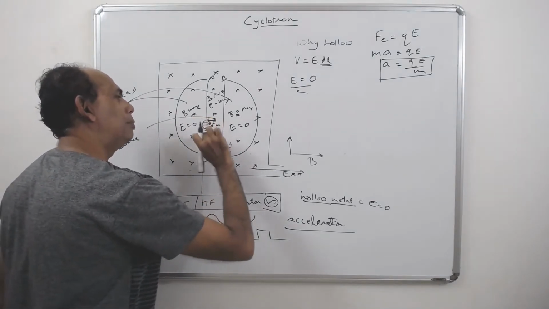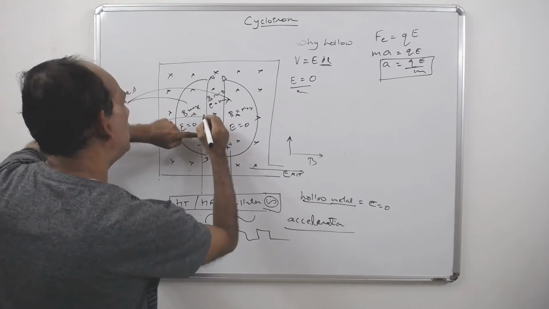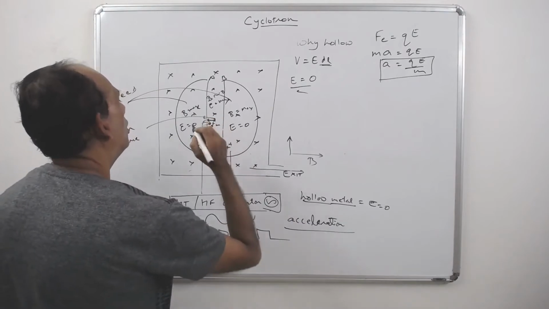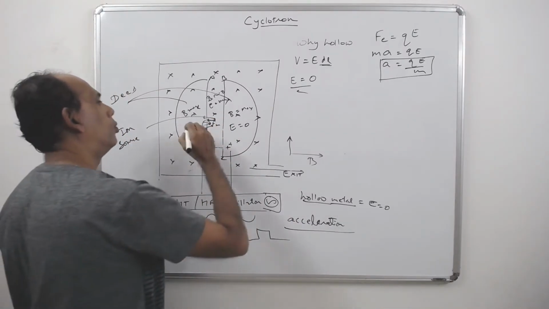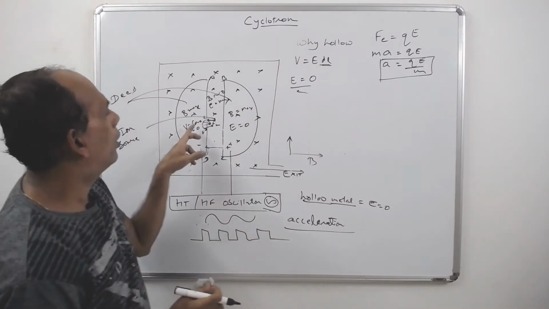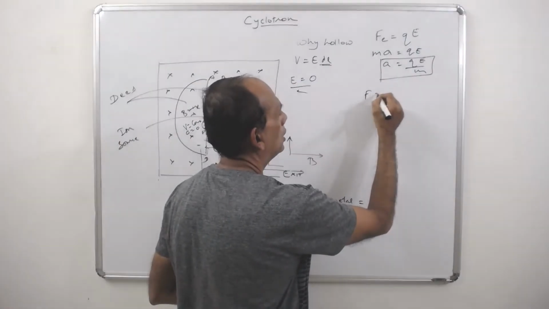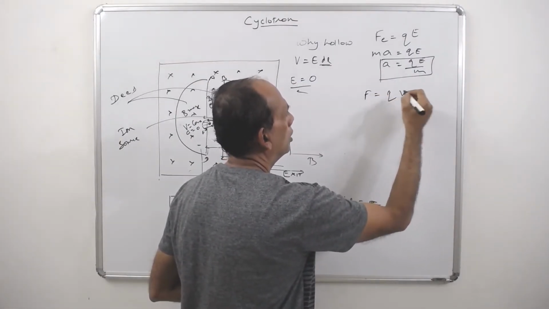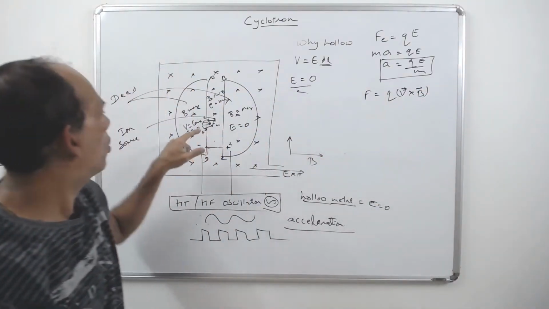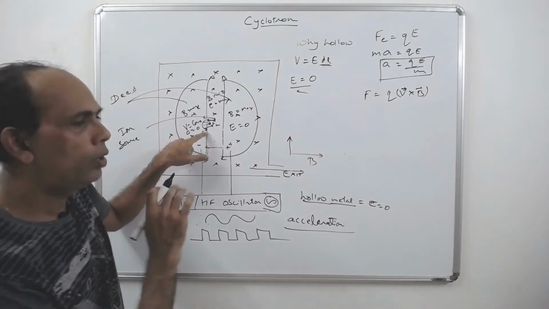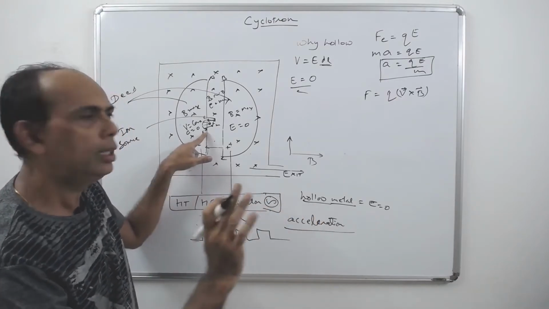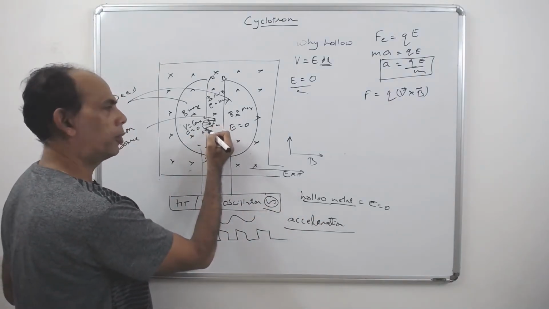And in this region, let us say it's A, B, C, D, E, F. In the semicircle EF, V is equal to constant. So a is equal to 0. Here the velocity is constant. What's the formula? F is equal to qV cross B. This is the formula. So here the velocity remains constant from here to here. No increase in velocity, no acceleration, fixed speed, no work done. It just goes and comes out from this point.